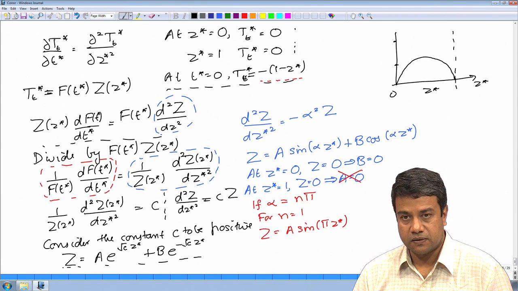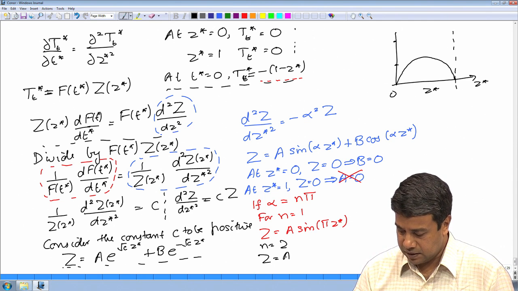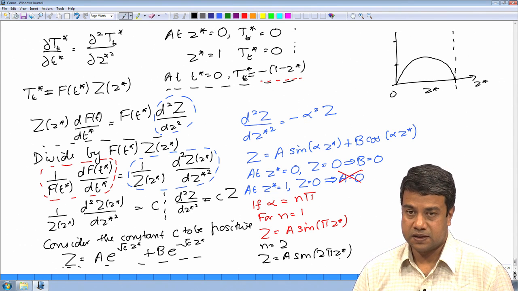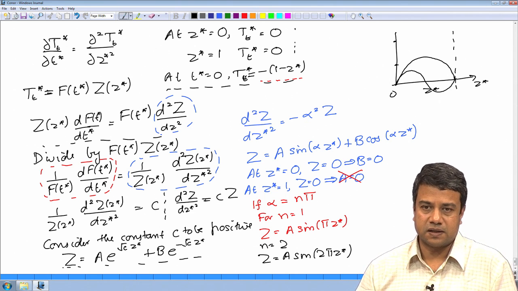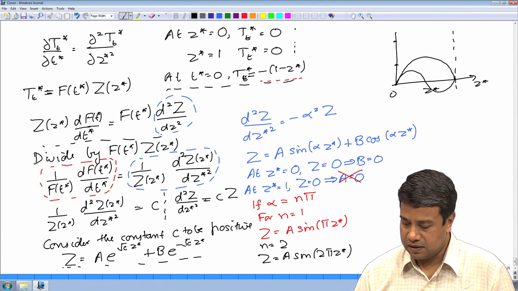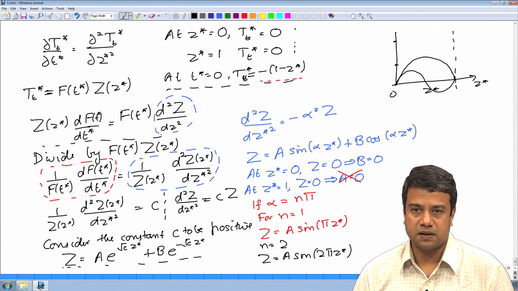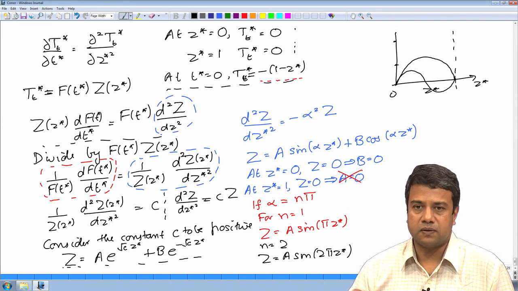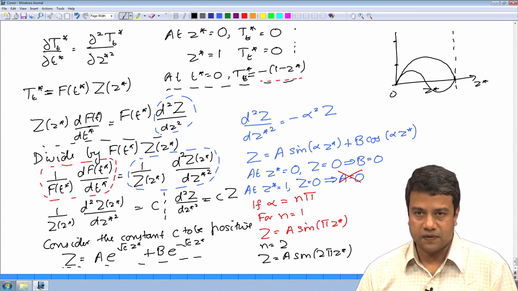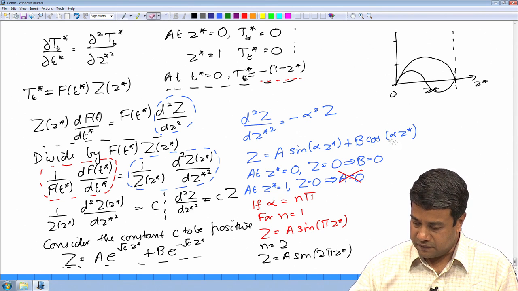For n equal to 2, Z is equal to a sine 2 pi z star. That is equal to 0 at z star equal to 1. You get a function that goes like this. n equal to 3, 4, etc. For any integer value of n, this solution is 0 at z star equal to 1, even when the constant A is not equal to 0. So, you require special values of this constant in order to ensure that you get a solution that satisfies both the boundary conditions. So, these are what are called the eigenvalues.